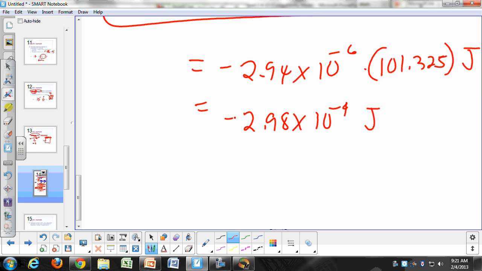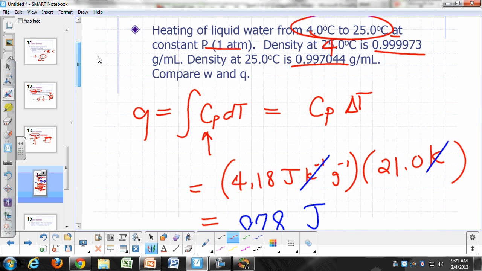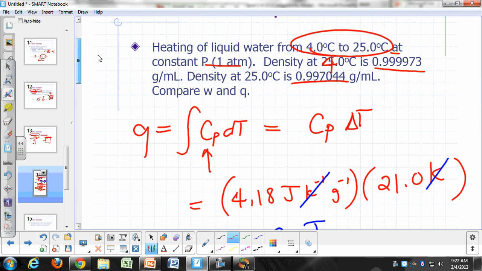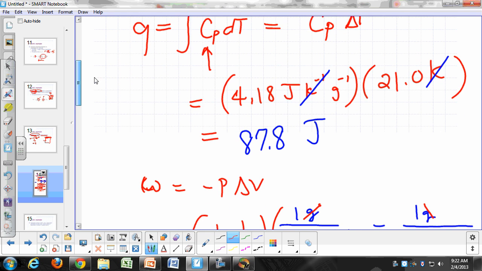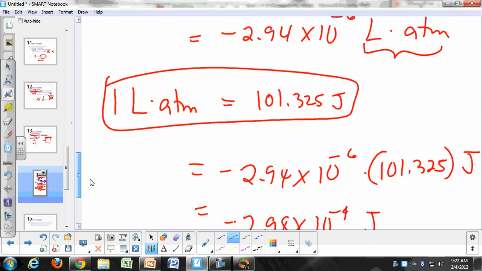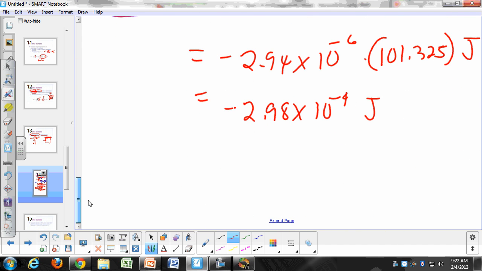So which energy change is much larger, work or heat, for heating water from 4 to 25 degrees Celsius? Work. Volume hardly changed, right? So there's hardly any change in the volume. So you're looking at 88 joules versus 10 to the negative 4 joules. So you can pretty much ignore the work there.